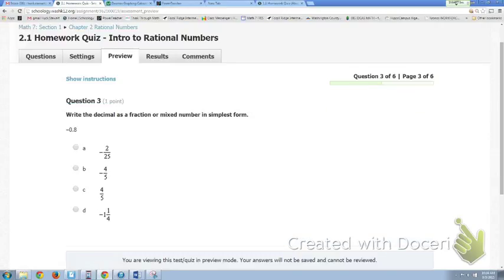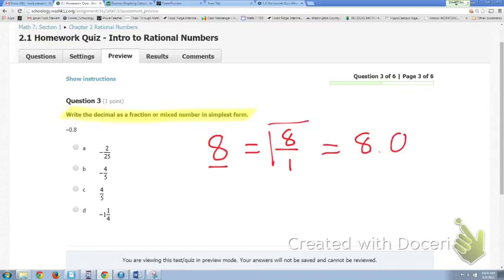Alright, so this is asking you to write a decimal in fraction form. So rational numbers, there's many different ways to write rational numbers. You got to remember, first of all, that every whole number is also a rational number. So for example, if I said 8, this is the same as 8/1. It's also the same thing as 8.0. So this integer is also a rational number, and here's a decimal form rational, and here's a fraction form rational, but it's all the same.